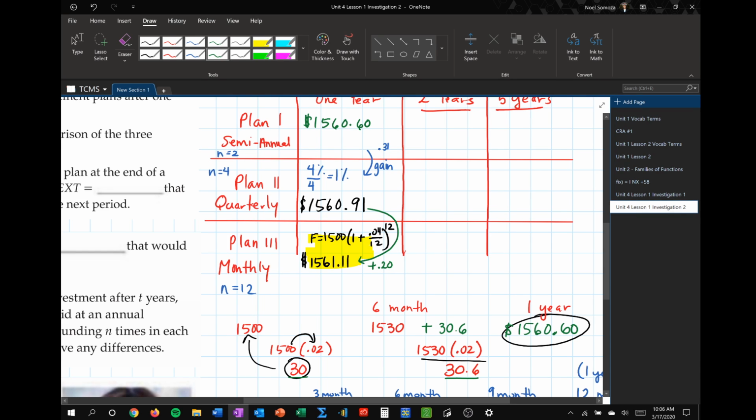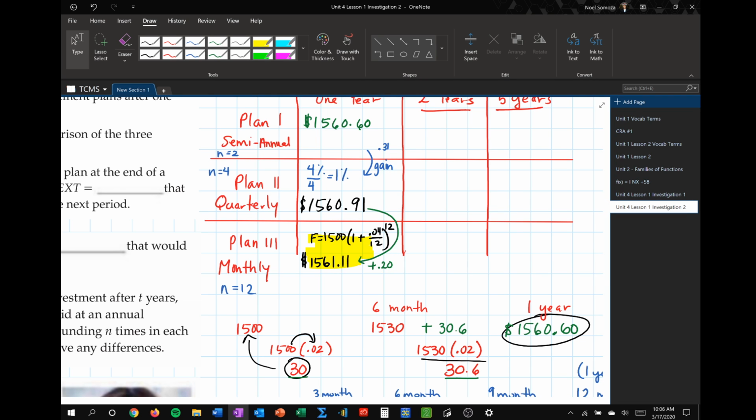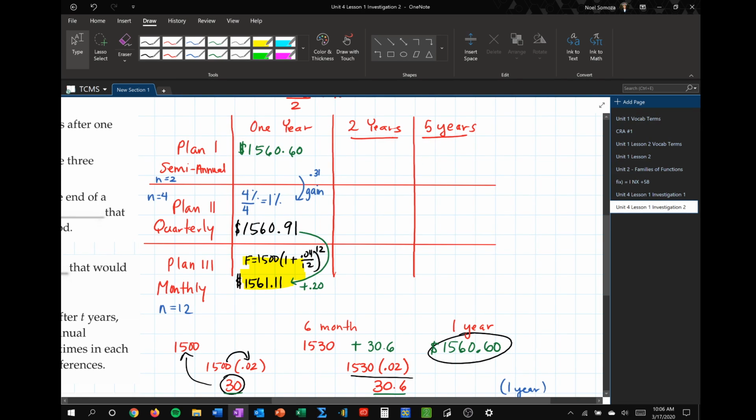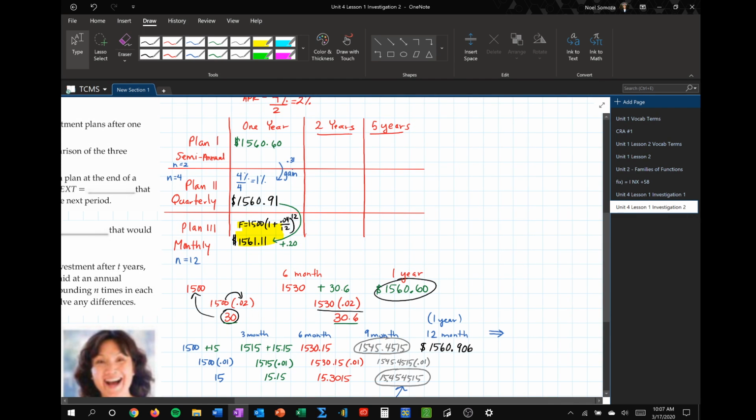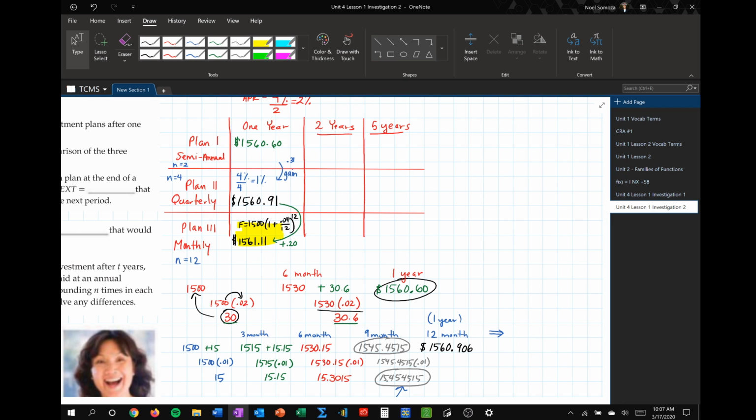Okay, and so there we have it, right? So now if we wanted to do this for 2 years or for 5 years, now we have formulas in place that can help us do this rather than having to go through this really long process, right? And so this is essentially how compound interest works. And so the more times it's done, you're just getting a little bit more interest added on to your balance, right? Every 2 months, every 3 months, every 1 month.